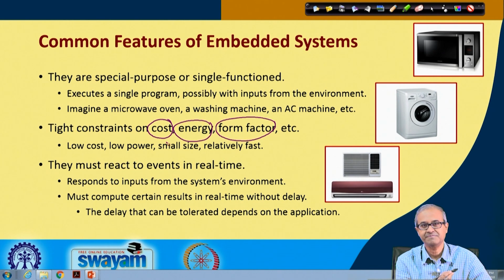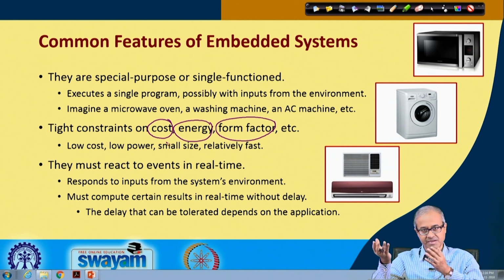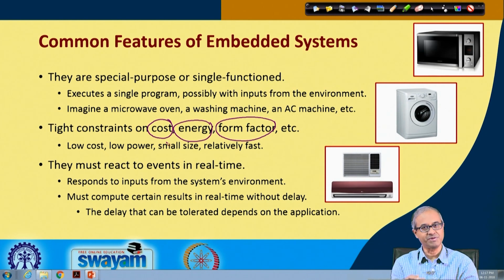Cost is obvious, so the processor has to be low cost, otherwise the system will not be economically viable. Energy: the processor must not consume too much energy from the power source or from the battery wherever it is working, because the processor is hidden from you and the user should not have to worry that the processor is consuming too much energy and their electricity bill is going up, things like that.